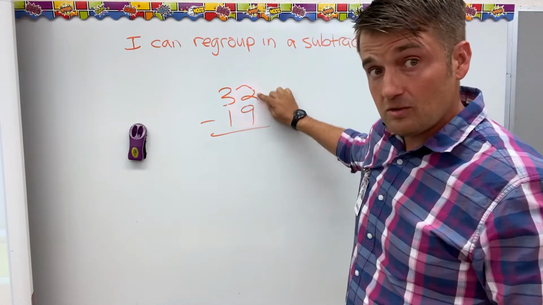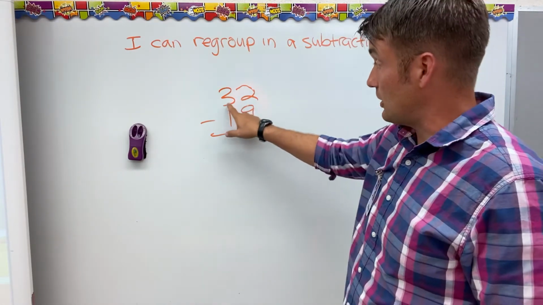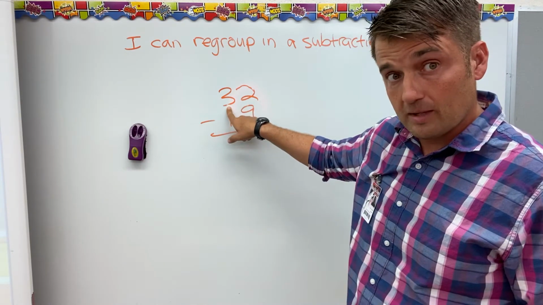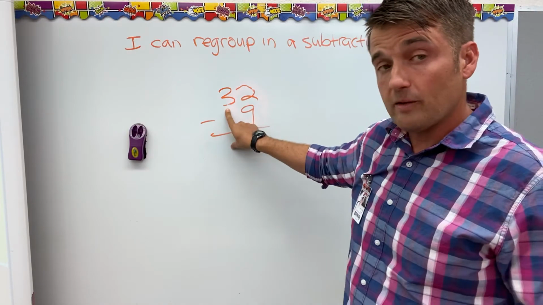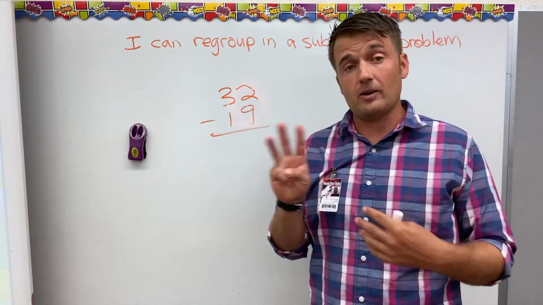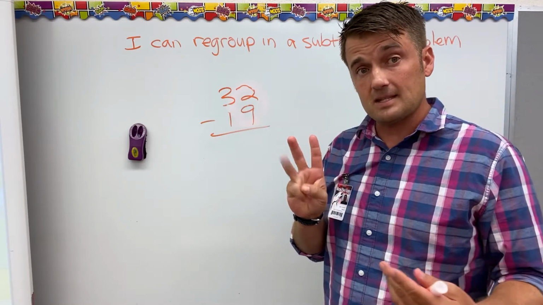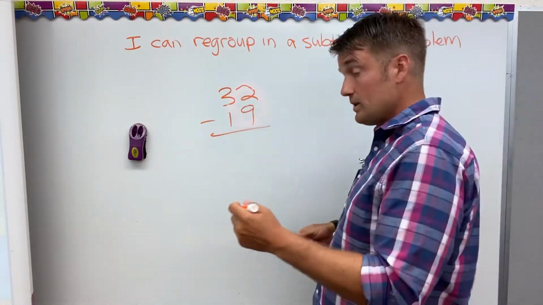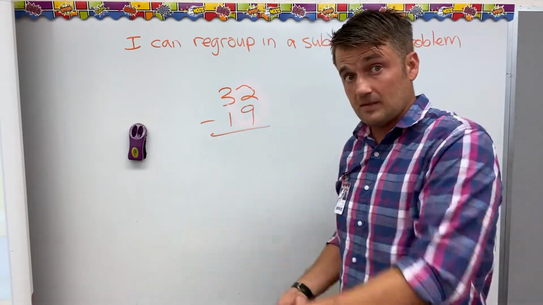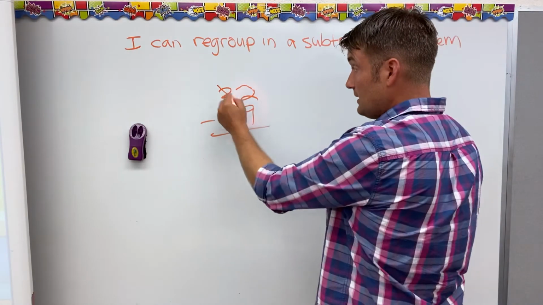So, I have 2, I need 9. That's a problem. I don't have enough. So I'm gonna go over here to my neighbor, the 3, and the number that I am borrowing from is always gonna go down 1. Because if I'm giving my neighbor something, I'm gonna have a little bit less. So the 3 goes down 1 to 2. It always goes down 1. If it's a 5, it becomes a 4. If it's an 8, it becomes a 7. If it's a 3, it becomes a 2.